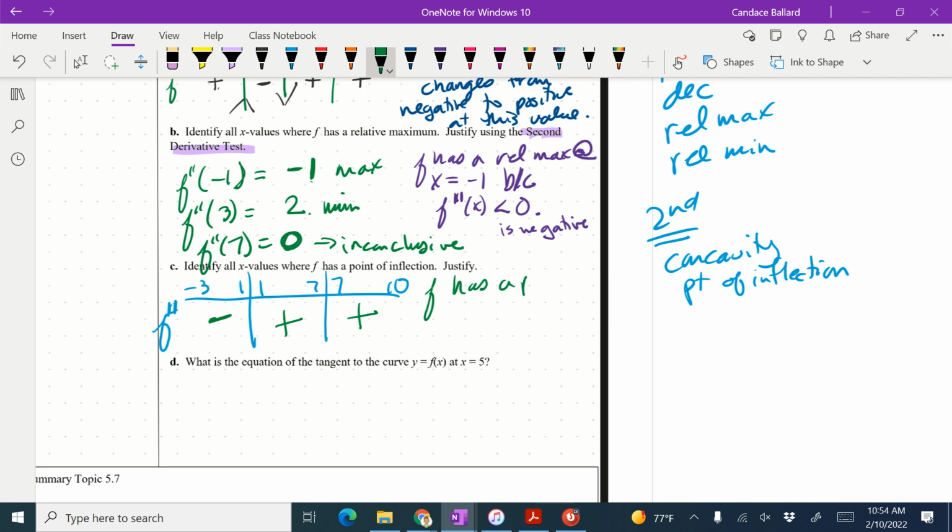Okay. All right, so we're going to write a sentence for that. f has a point of inflection at x equals 1 because f double prime changes sign at this point. You could say it changes from negative to positive. That's fine. Okay. In second derivative, we just have to know there's a sign change. Max and min, it's a very specific direction. So you have to have the positive and negative in the correct order for that.